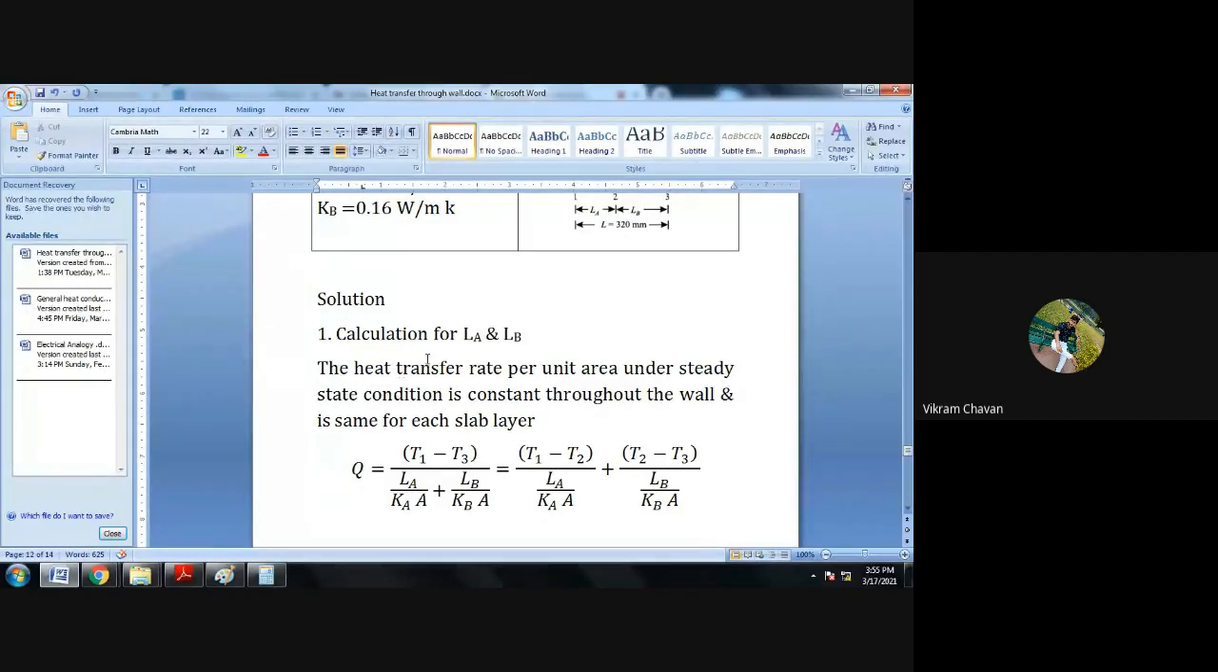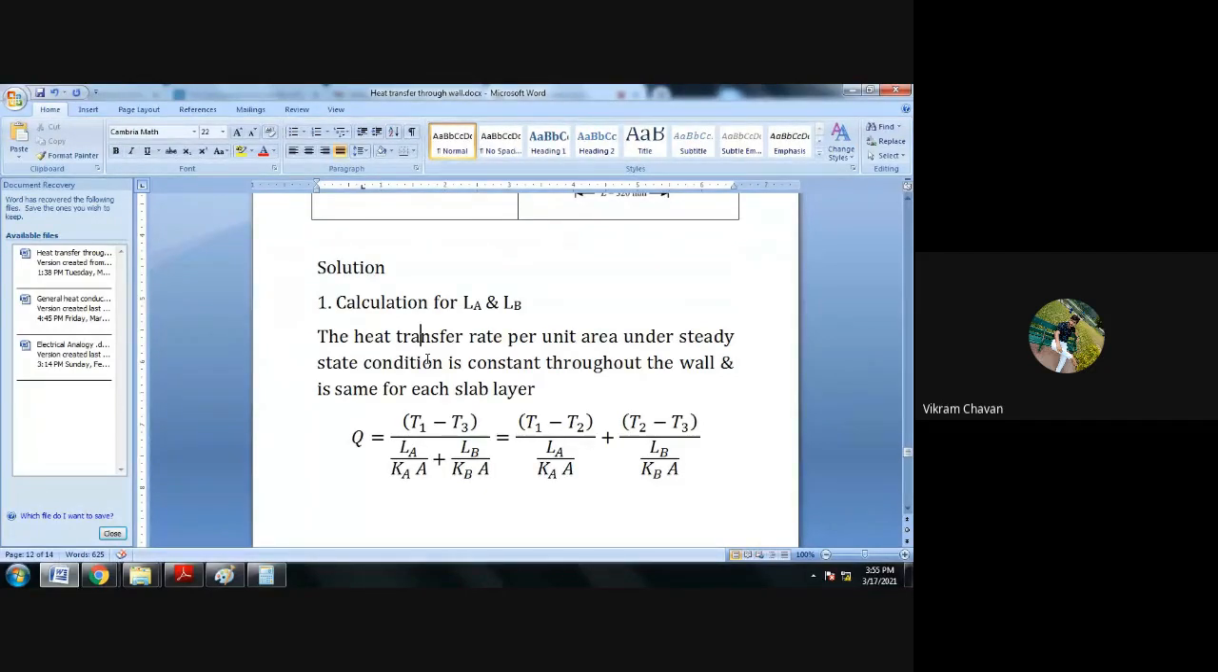Okay, so heat transfer rate per unit area under steady state condition is constant throughout the wall and is the same for each slab layer. According to this statement, what it means, in equation format we can write Q is equal to the total heat transfer rate throughout the slab, that is nothing but initial temperature minus final temperature, whole divided by the total resistance offered by the two different slabs.